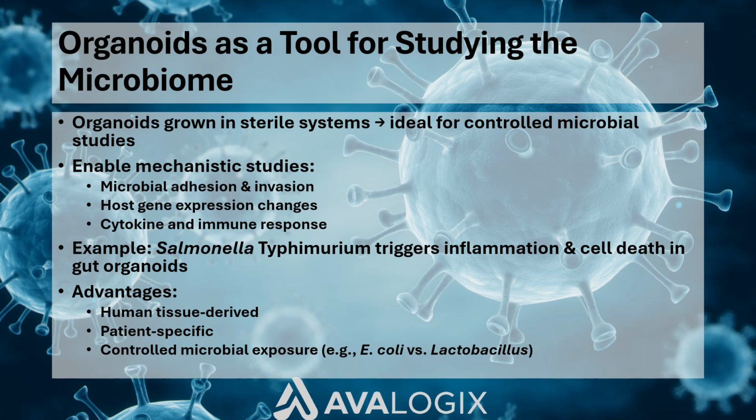This approach offers several advantages. First, it's human-based. No more guessing if a mouse model will reflect human biology. Second, it's flexible. You can use organoids from different patients, including those with specific diseases or genetic mutations. Third, you can precisely control which microbes are present. Want to compare how Lactobacillus and E. coli interact with the same tissue? Just add them one by one.